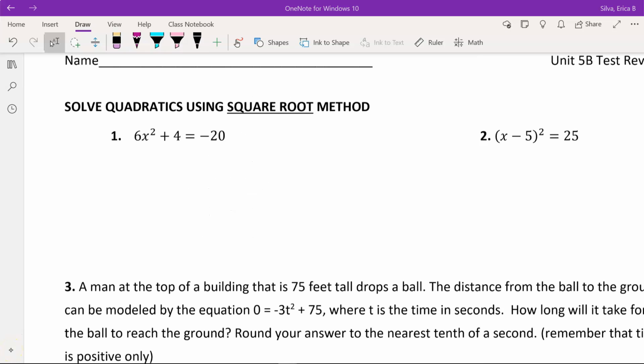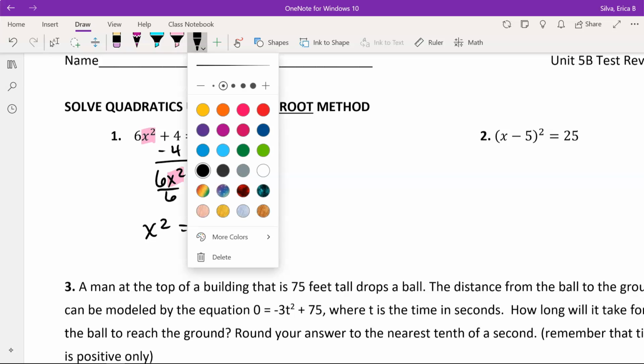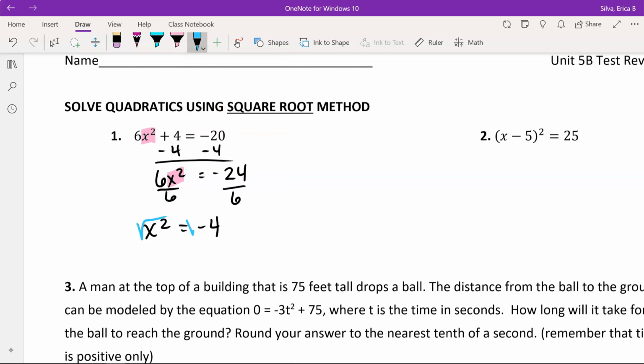For the next part, we're going to be solving quadratics using the square root method. So the first thing we want to do is identify what is being squared, and then we want to isolate it. So in this case, we're going to subtract 4. We get 6x squared equal to -24. Still trying to isolate that x squared, so we want to divide by 6, and x squared is equal to -4. Then we do the square root.